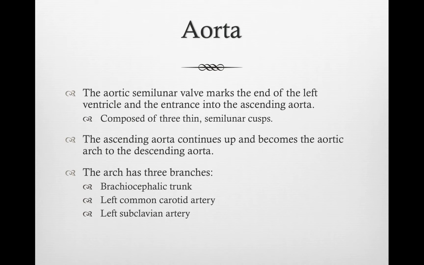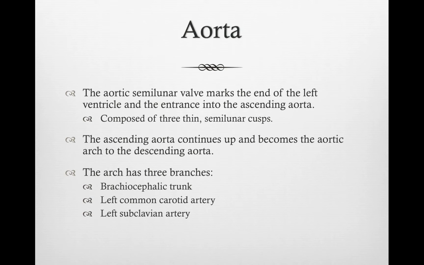Now, once the left ventricle contracts and it's pumping blood out to the system, the first vessel it's going to pass into is the aorta. The aorta itself is a big, thick-walled artery, and just like the pulmonary artery, the aorta has semilunar valves as well, the aortic semilunar valves. Same in structure and everything as the pulmonary semilunar valves.